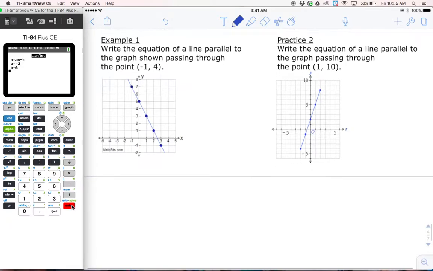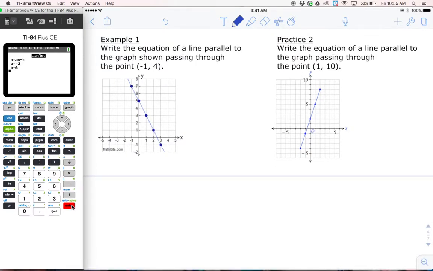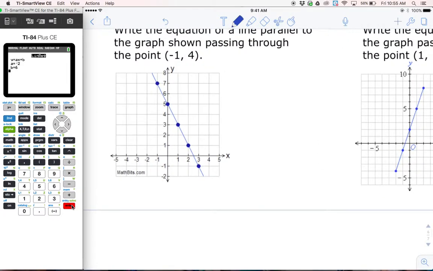All right, example 1. Write the equation of a line parallel to the graph shown, passing through the point negative 1, 4. So my new line needs to go through negative 1, 4. Well, if it needs to be parallel, it kind of needs to look like this, right? But we probably want to draw it better than that so we can get a good equation. I don't know, that looks pretty good.